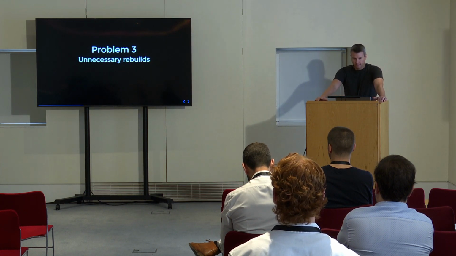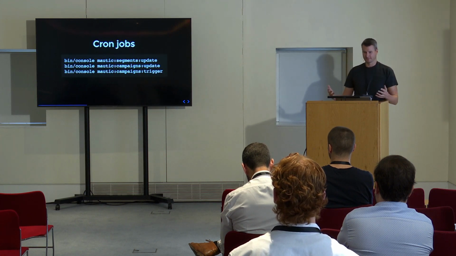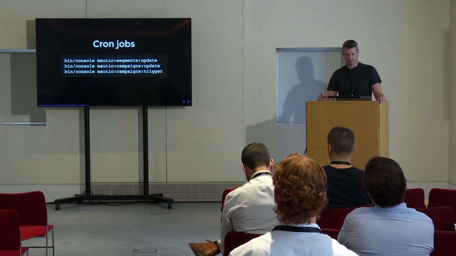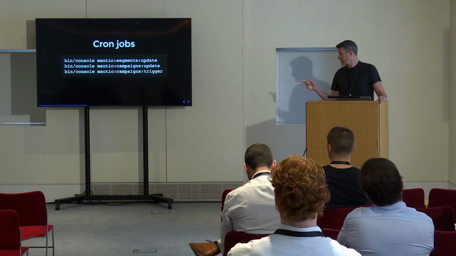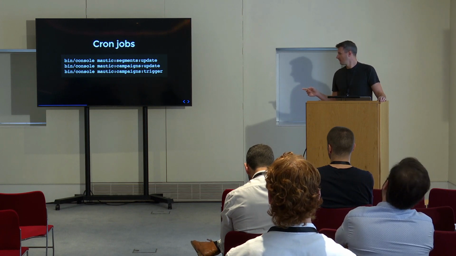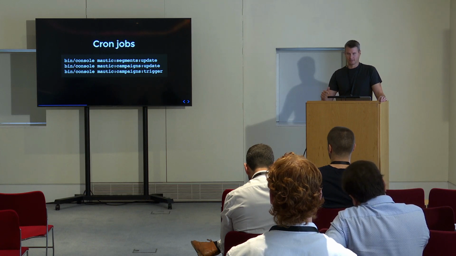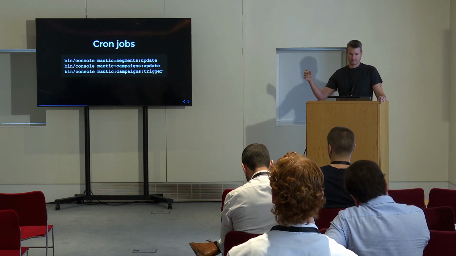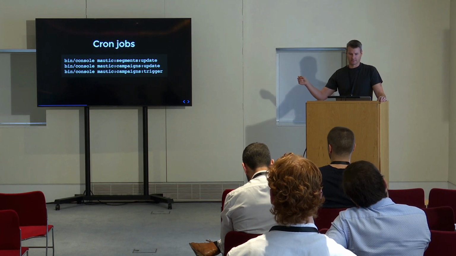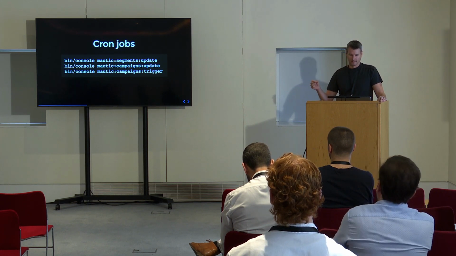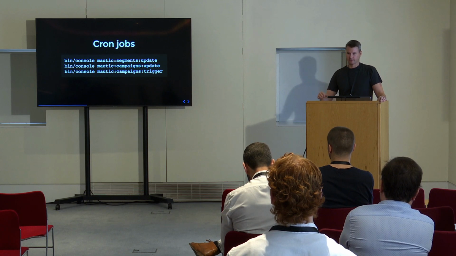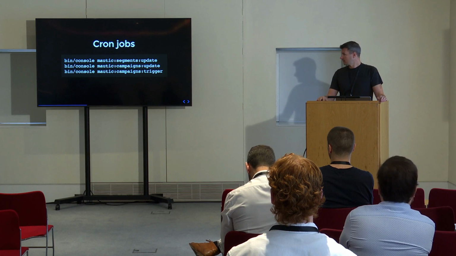So problem 3 is unnecessary rebuilds. Whenever you've tried to install Mautic, you know that you have to at least enable these 3 commands in your cron tab. The first one is updating segments. The second one is updating campaigns. So basically, we have the source, so we just move the contacts from the segments to the campaign. And then you want to trigger the campaign, so that's a third command. And you need all of these. And you shouldn't execute them at the same time, otherwise some bad stuff can happen.